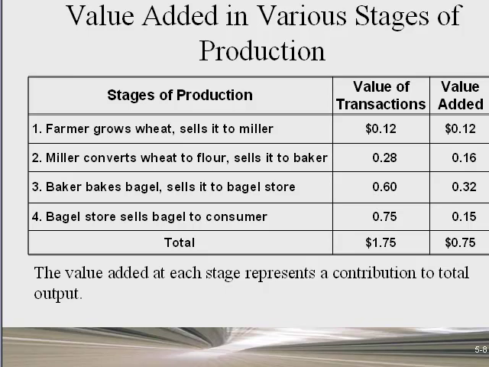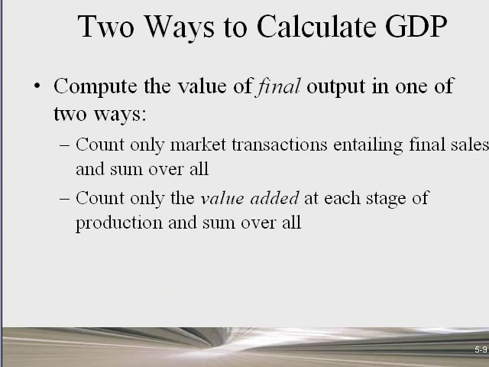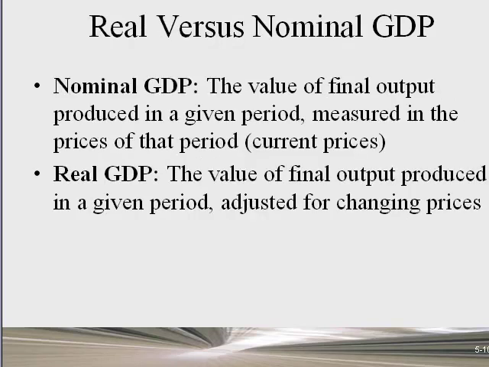So they were proposing a value added tax, and maybe that's how we should collect tax. That was one of the proposals. There are other ways to calculate GDP. You compute the final output, count only market transactions, look at the final sales, or count only the value added at each stage. You'll come up with the same thing basically.